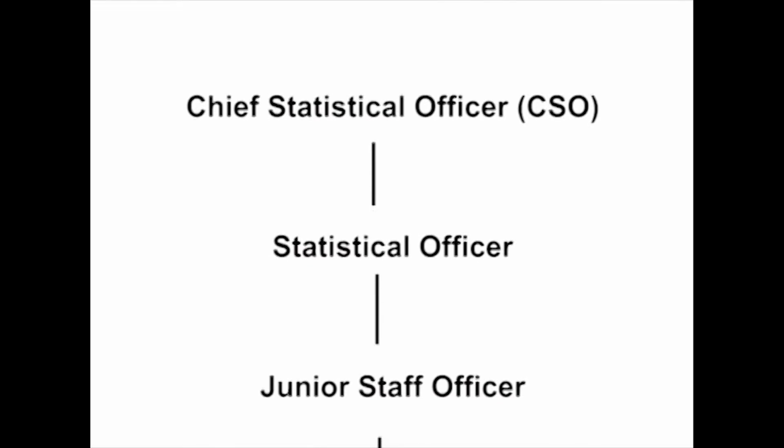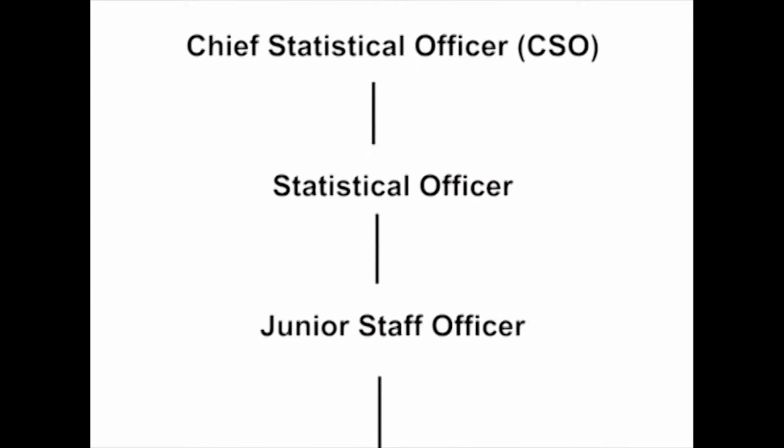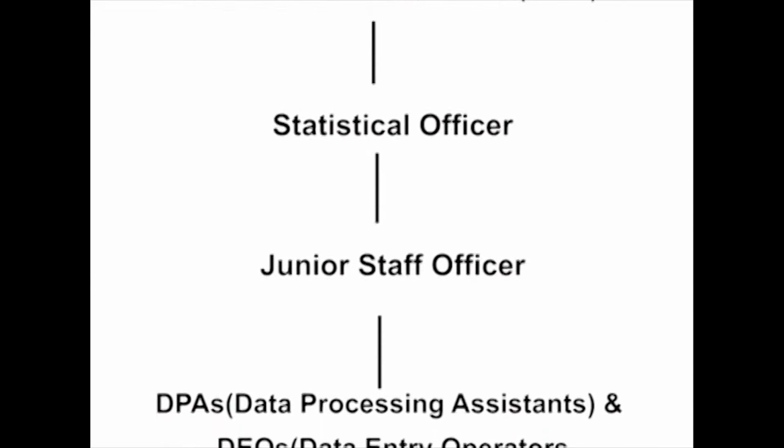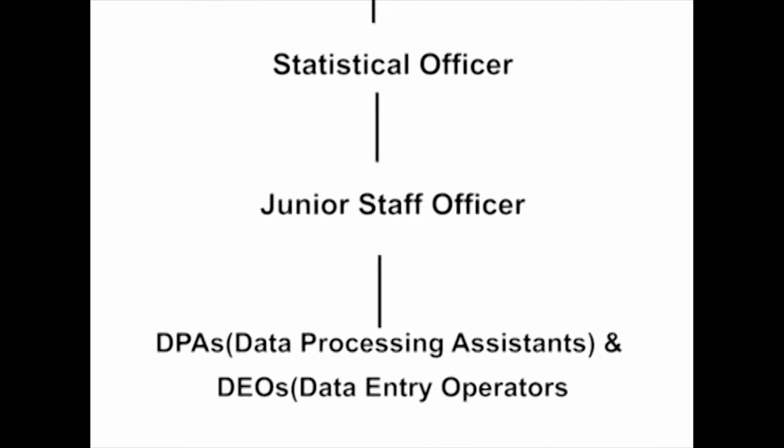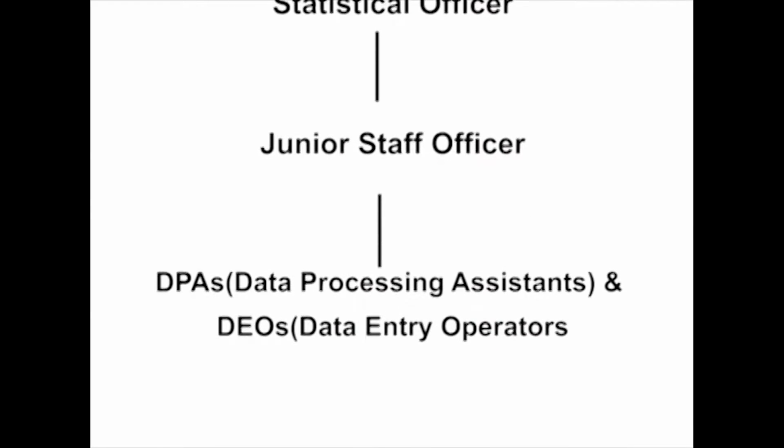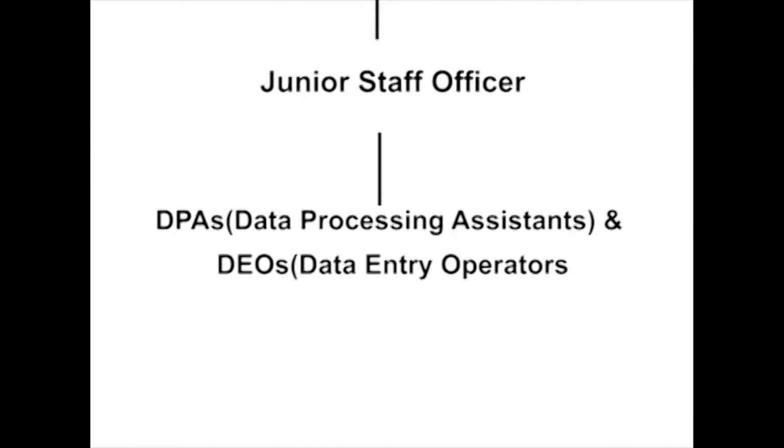The branch is headed by Chief Statistical Officer (CSO), assisted by other officers as given in the undermentioned chart. Chief Statistical Officer (CSO), Statistical Officer, Junior Staff Officer, DPAs (Data Processing Assistants) and DEOs (Data Entry Operators).